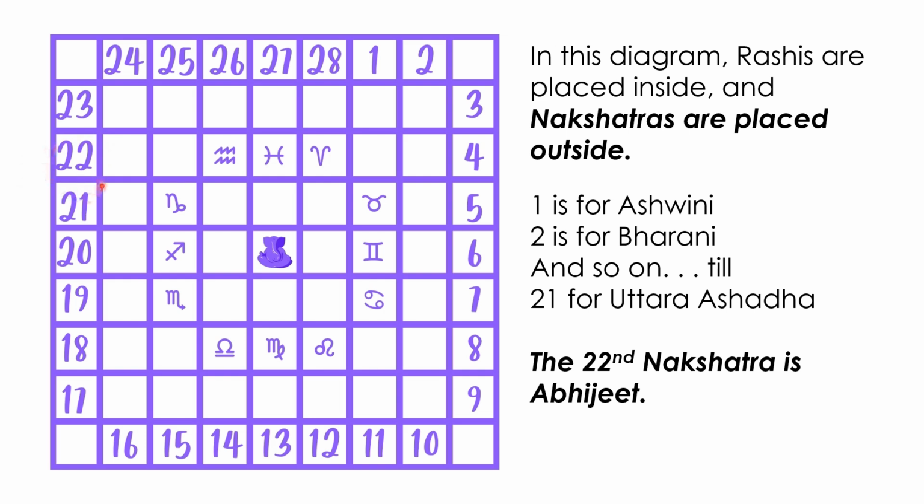And there is a philosophy behind that. It is explained in depth in our classes, but right now I'm just going to skip the explanation, and just tell you where Abhijit is supposed to be placed. That's the 22nd nakshatra, and like I showed you earlier, it borrows space from Uttarashada and the next nakshatra. Therefore, the last nakshatra becomes Revati at number 28.